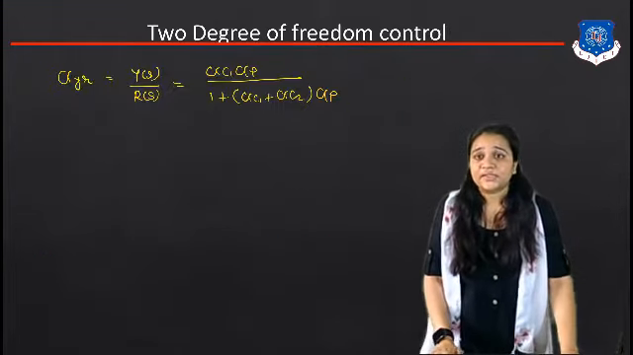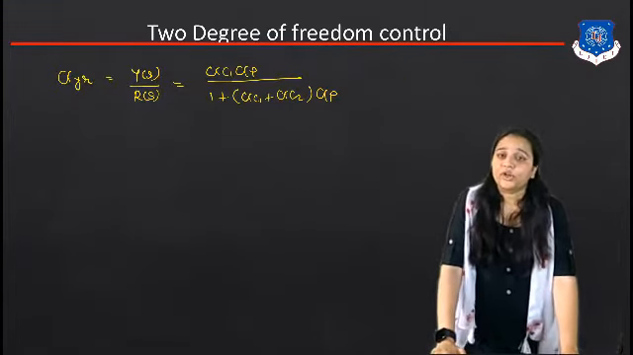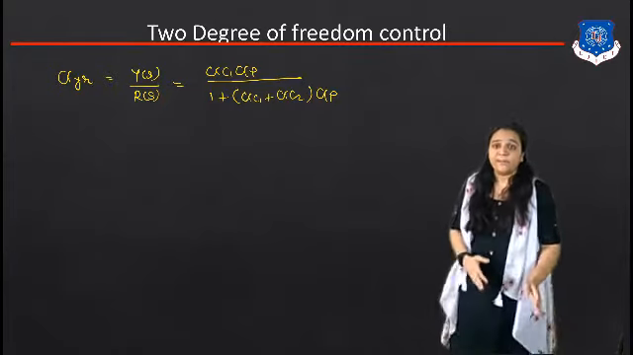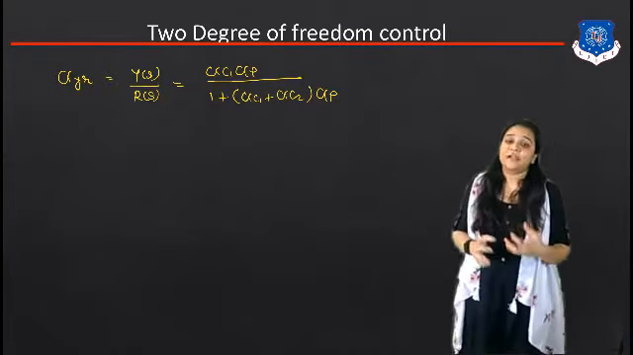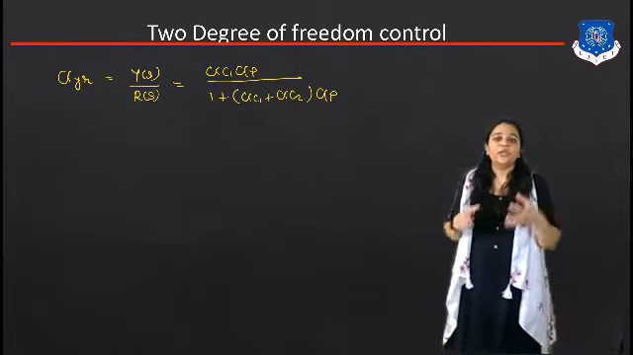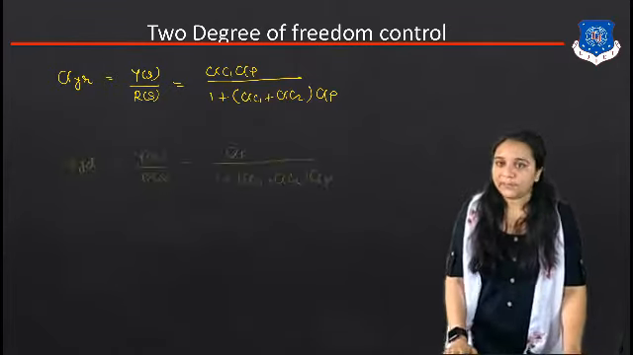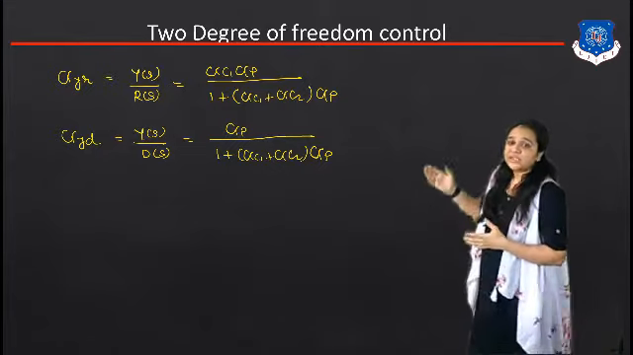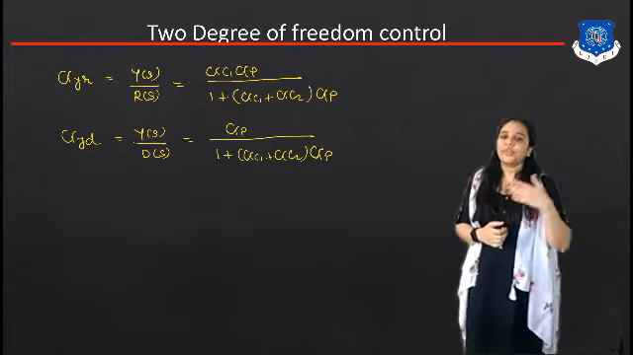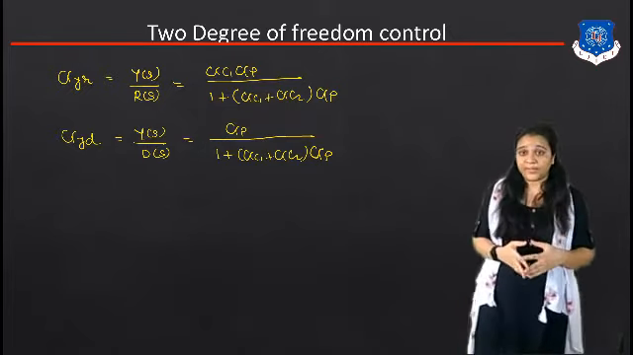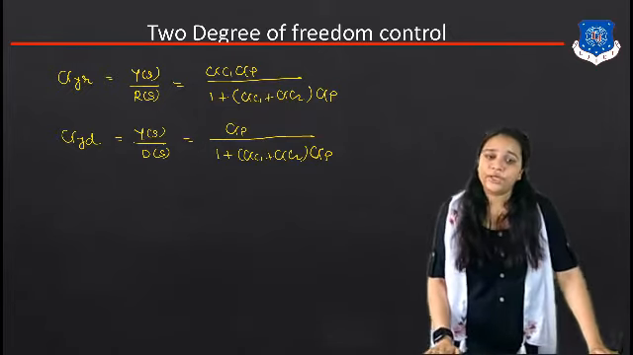So what is the equation for this 2 degree of freedom control? GYR, that is Y(s)/R(s), is equal to Gc1Gp/(1+(Gc1+Gc2)Gp). We have to use two controllers in the 2 degree of freedom control. The equation of GYD, that is Y(s)/D(s), is equal to Gp/(1+(Gc1+Gc2)Gp).